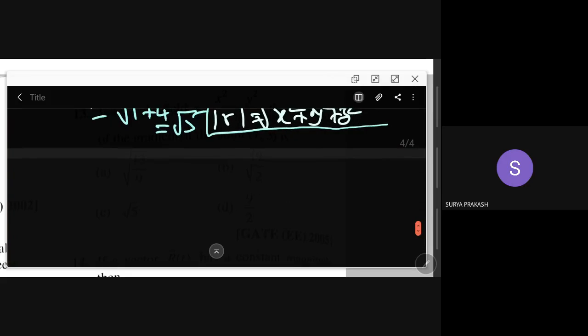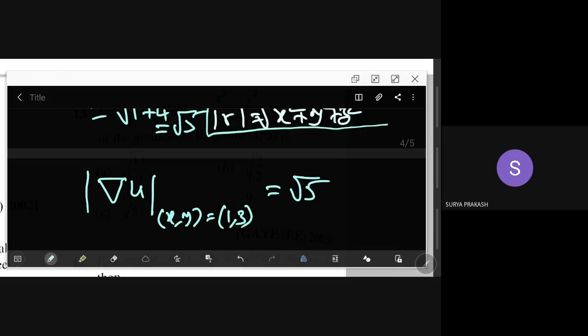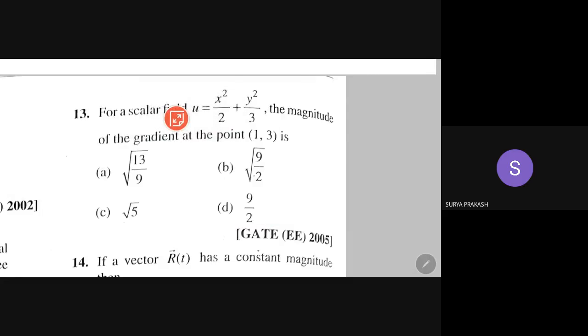Magnitude is root 5. Magnitude also can be written like this. But please remember, this is at (x, y) equal to (1, 3). That you are getting as root 5. So let me check whether that option is there. Root 5 is there. It is C. C is the option.